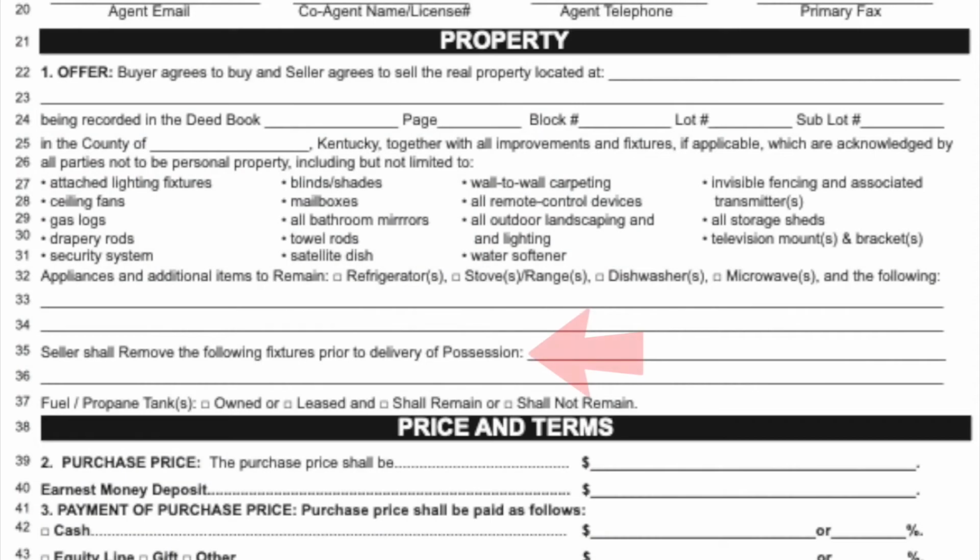Now, if you go to line 35, it says, seller shall remove the following fixtures prior to delivery of possession. So let's talk about that.